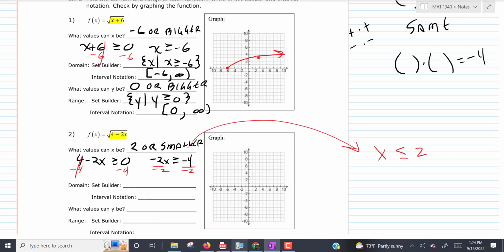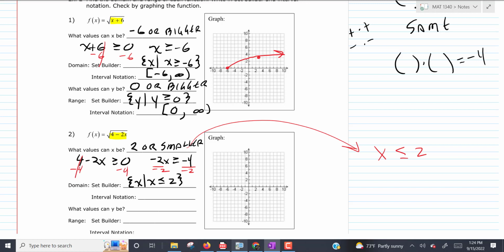All right. So set builder would just be the set of x such that x is less than or equal to 2. How do you write x less than or equal to 2 in interval notation? That means it starts way over there and then ends at 2. So how do you do that?